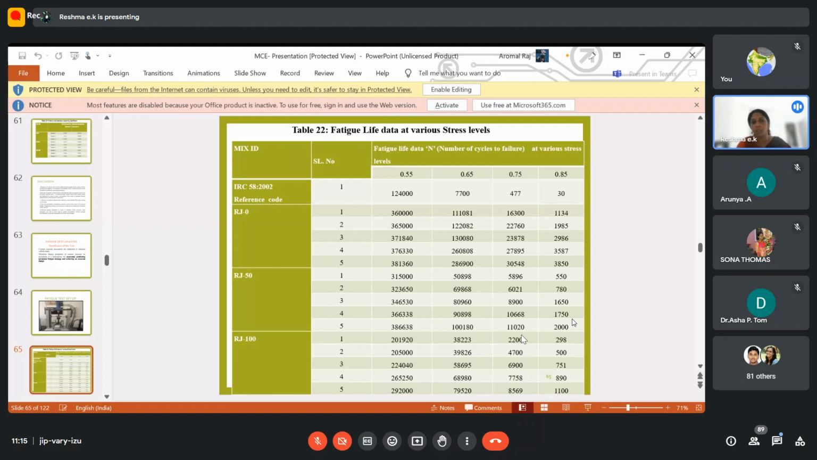And I don't recommend anybody to do only five samples. I had cast around 10 beams for one stress ratio, say 0.55. But for some reason I could get only 5 points, because there is a lot of heterogeneity in this particular fatigue analysis. Sometimes it just fails, sometimes it doesn't fail at all. For many reasons, I could not take all the specimens' data.